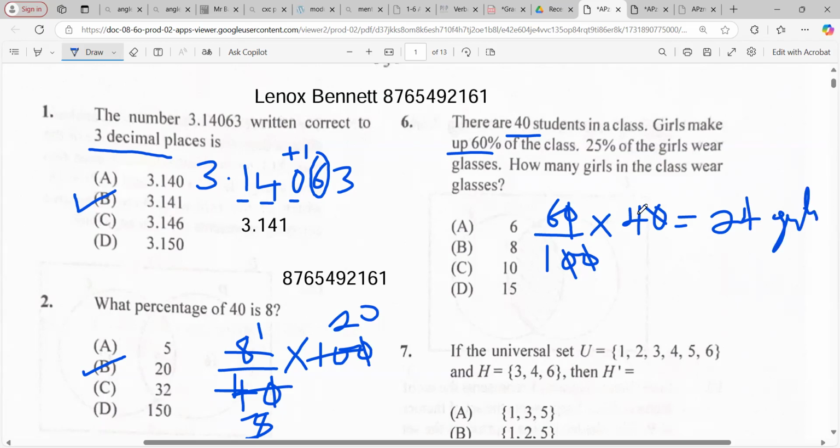All right, and then they say now a quarter of that. So a quarter or 25% is the same as dividing by 4, right? Let me do it because some people are still not going to get it. 25% is the same as a quarter. So we find a quarter of 24. So our answer would have been 6.